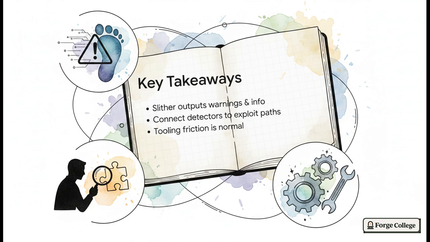Let's distill our key takeaways from today's hands-on session. First, remember that Slither outputs both warnings and informational traces. You really need both to get the full picture. Second, automated reasoning absolutely requires human verification. You have to connect that detector to a real exploit path.